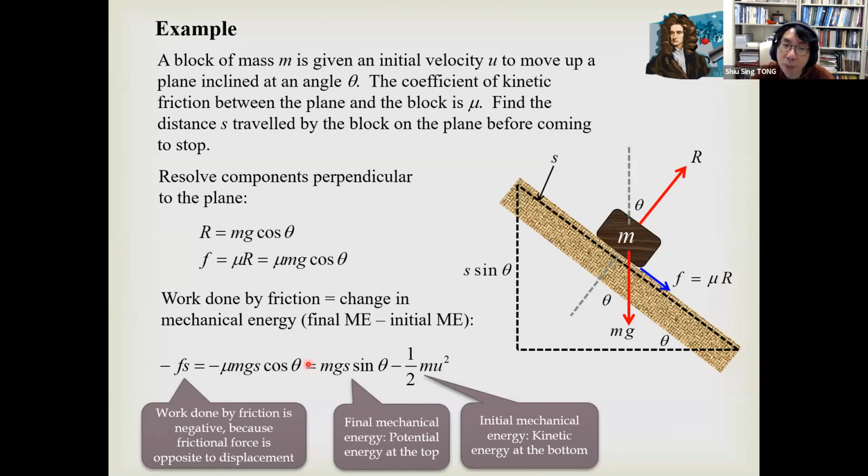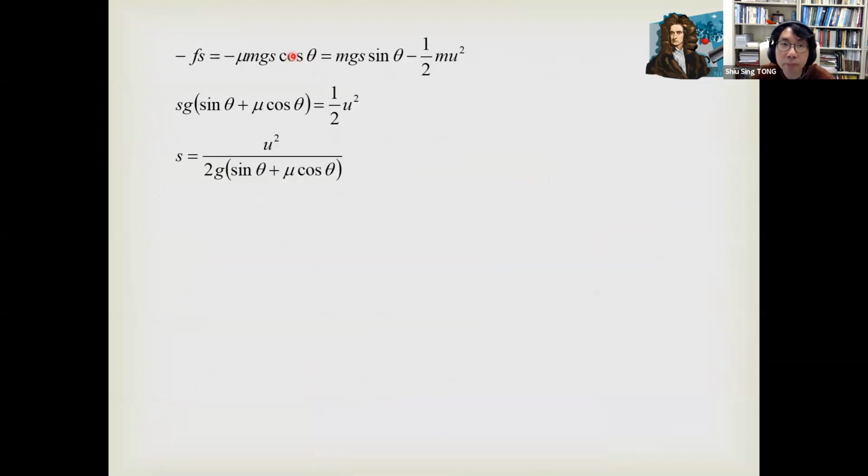So I can now solve the whole problem because I know that f is mu mg cosine theta. So I put it here for f. So I just solve this equation. I move all the terms with s to one side, and pick out the factor s. And so I get s equal to u squared over 2g times sine theta plus mu cosine theta. So that is the maximum distance the block can reach along the plane.